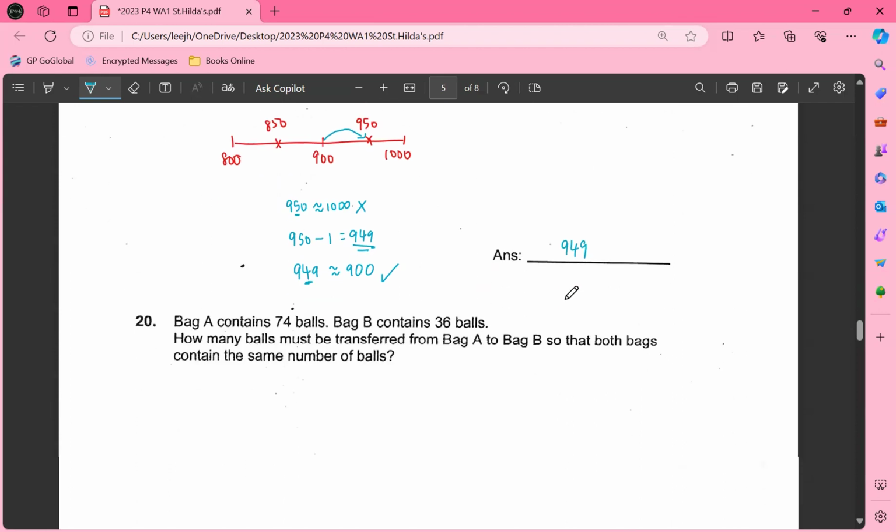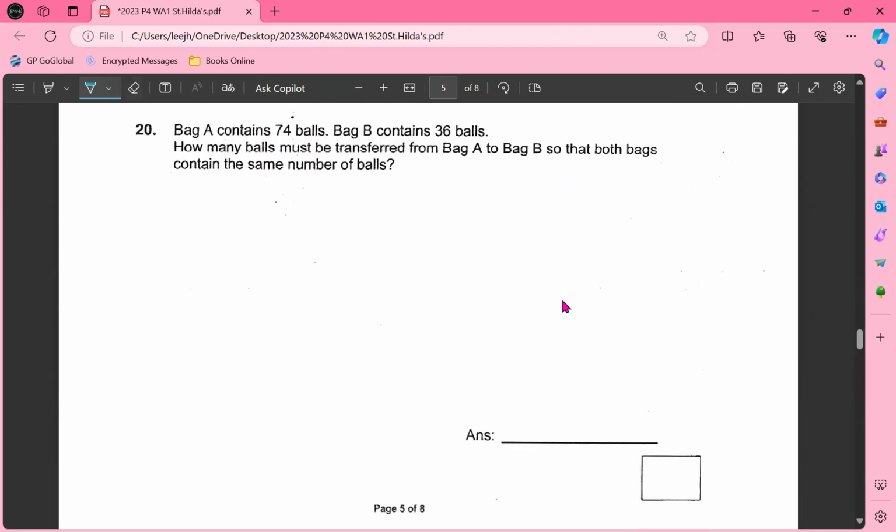Okay, question 20. Bag A contains 74 balls. Bag B contains 36 balls. How many balls must be transferred from bag A to bag B so that both bags contain the same number of balls? So what I'm going to do is draw A and B. A contains 74. So I draw a longer model. So from here to here, 74. Bag B is just 36. So it's like a little bit. Okay, so this is 36.